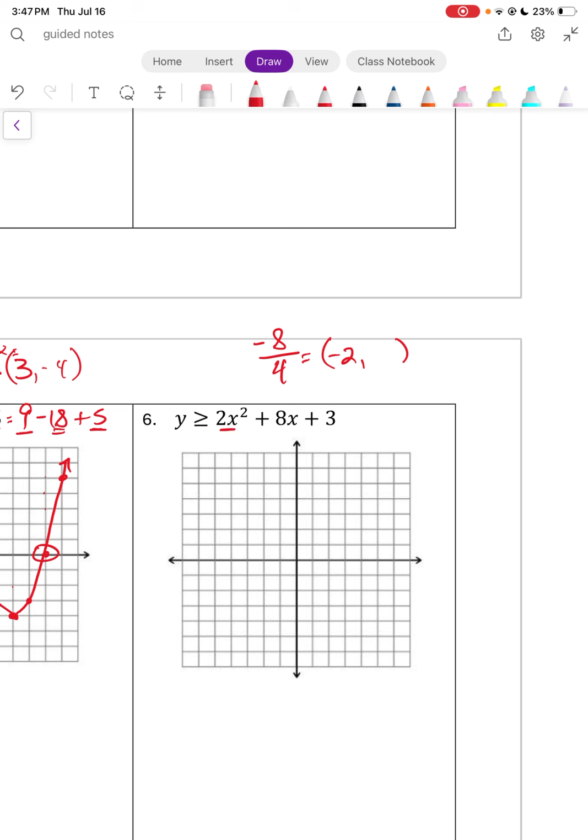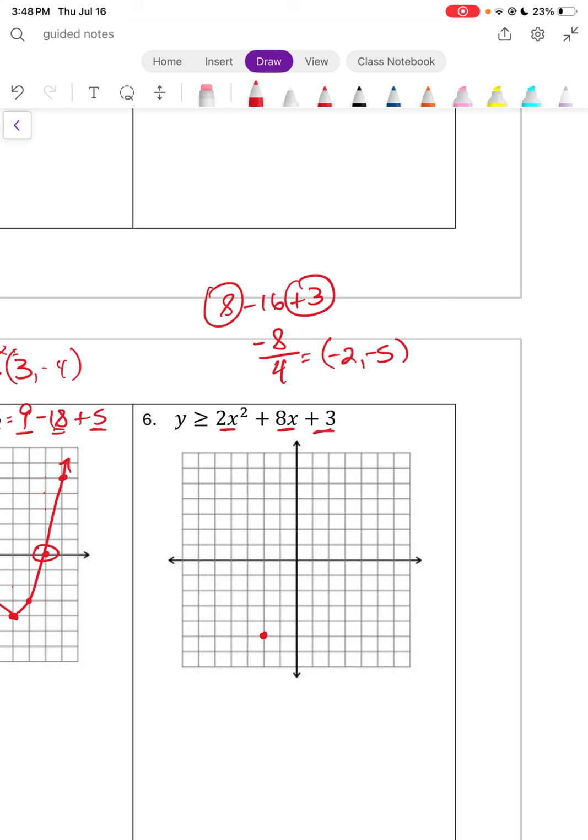So this will be 2 times 4, which is 8. This will be 8 times negative 2, which is negative 16. And then we're adding 3. Our positive values add to 11. We subtract 16, and it gives us negative 5. So our vertex is actually at negative 2, negative 5. Count 1, 2, 3, 4, 5.